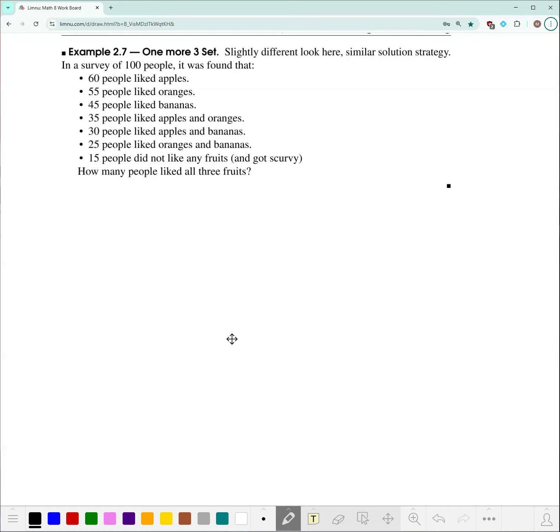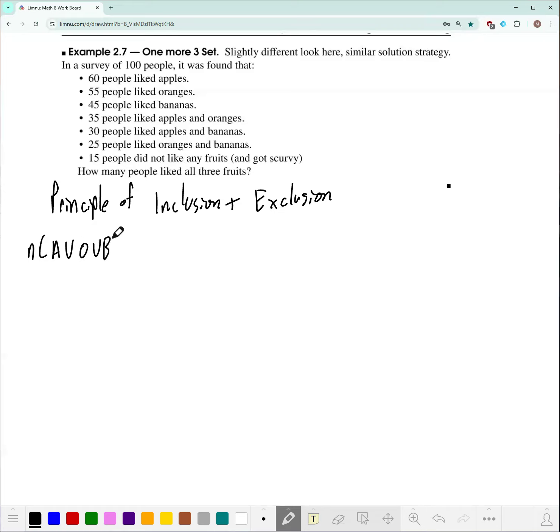And so one we need to use again is our principle of inclusion and exclusion. Inclusion plus exclusion. Okay, so our principle of inclusion and exclusion, now that we have three options, we're going to have to tweak it a little bit. Here's how it's going to look. The number of elements in apples or oranges or bananas is equal to, again, our number in apples plus our number in bananas plus our number in oranges. Doesn't really matter that I changed the order.